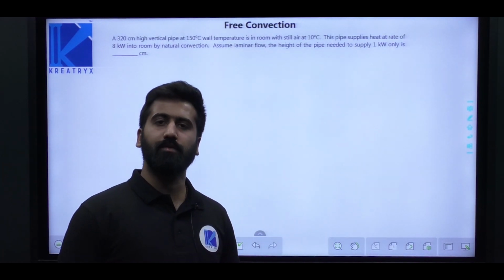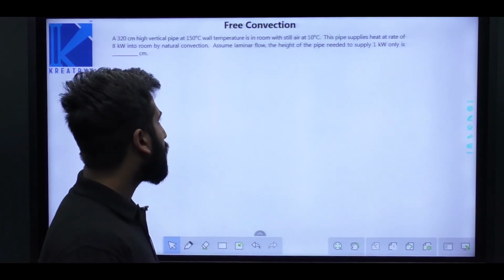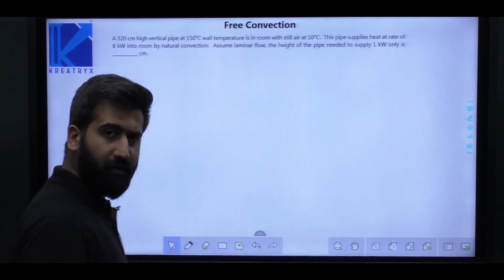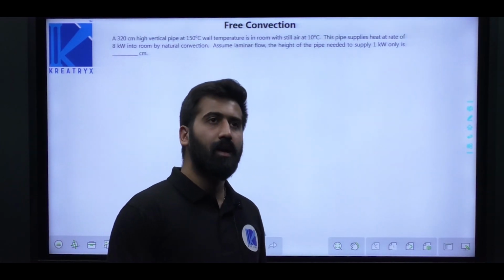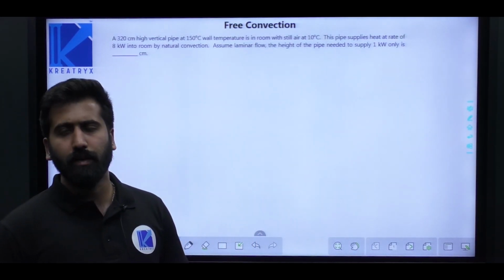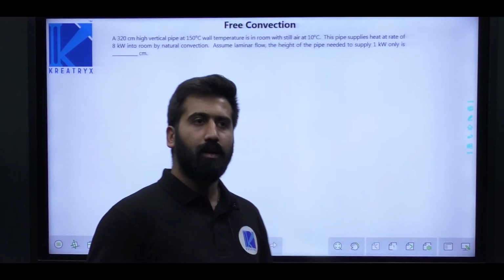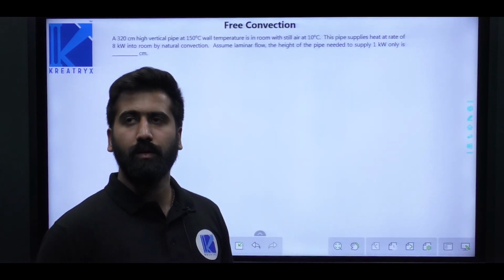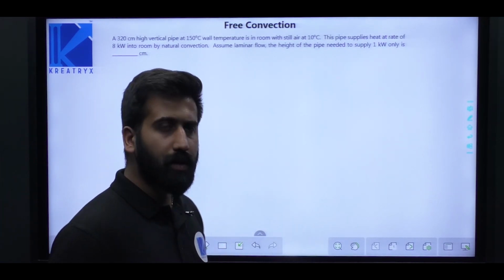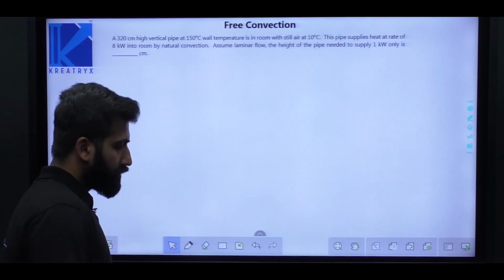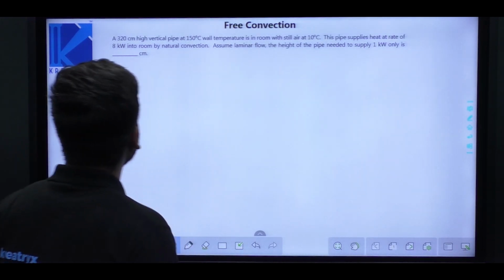Let us solve some questions from the chapter convection, and I'll be taking questions from both free convection and forced convection. And while solving questions, I'll be telling you about the important concepts and the important formulas on which the questions are being asked. Okay. So the first question is from free convection.